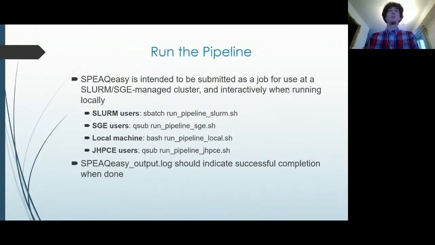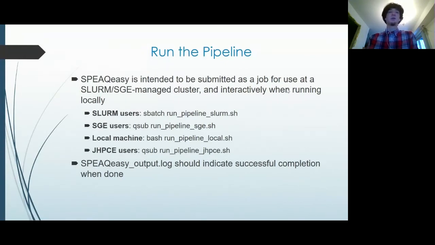And to actually run the pipeline, Speakeasy is really intended to be submitted as a job if you have access to a cluster that manages that. In other words, if you're using Slurm or SGE, you should submit Speakeasy as a job using the command appropriate for whichever one you're using. If you're running locally, you can just run it interactively by executing the bash scripts directly. The sample commands are given below. Slurm users would use the sbatch command. SGE would use qsub.